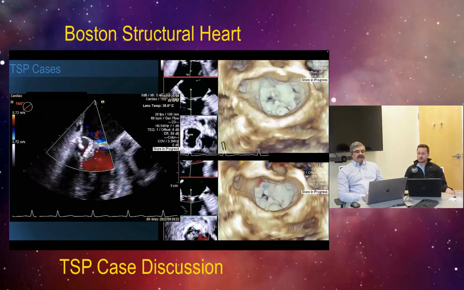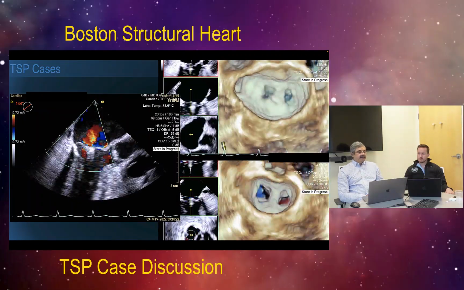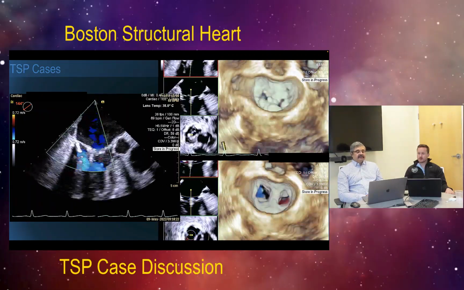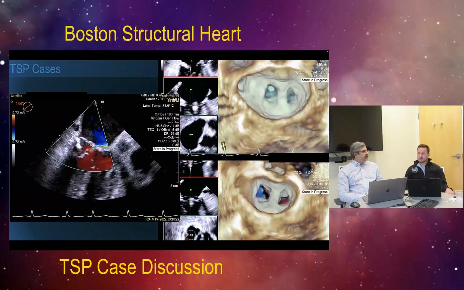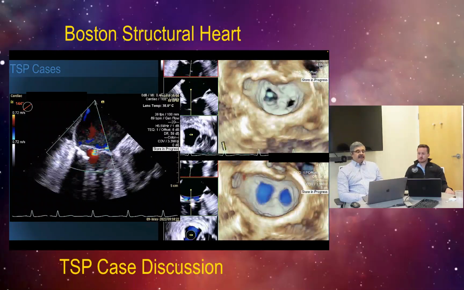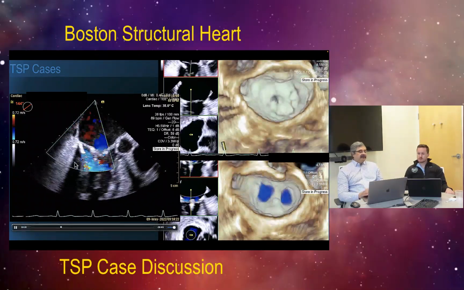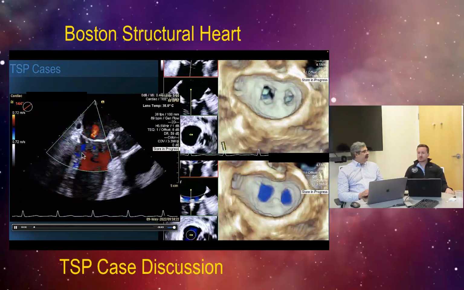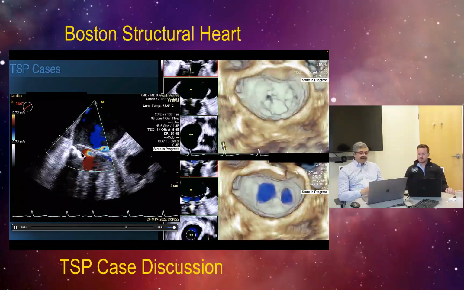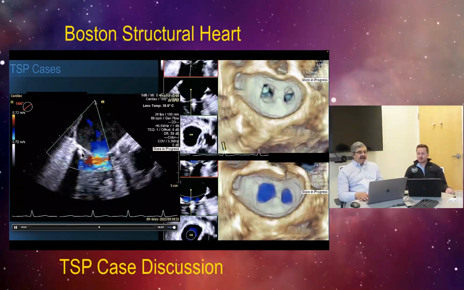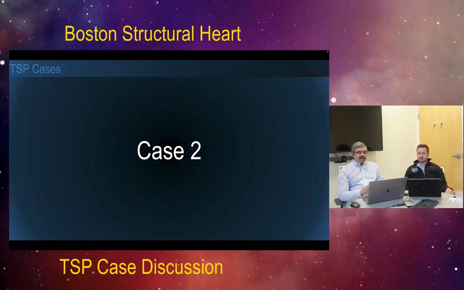And this is the MitraClip device that was deployed, and we were able to reduce the regurgitation from 4+ to trace, and quite amazingly, we did not dislodge this chunk of calcium, and it ended up very well. Let's go to case number 2.